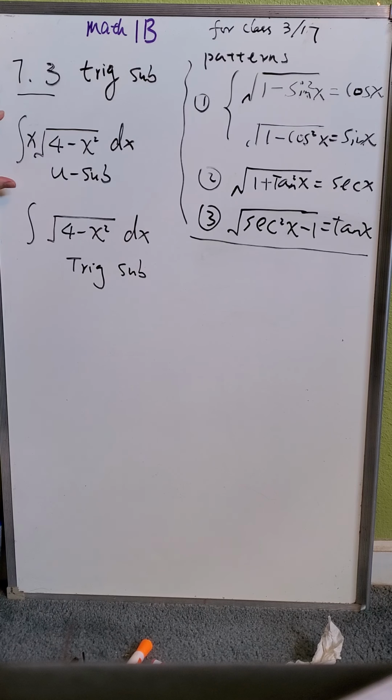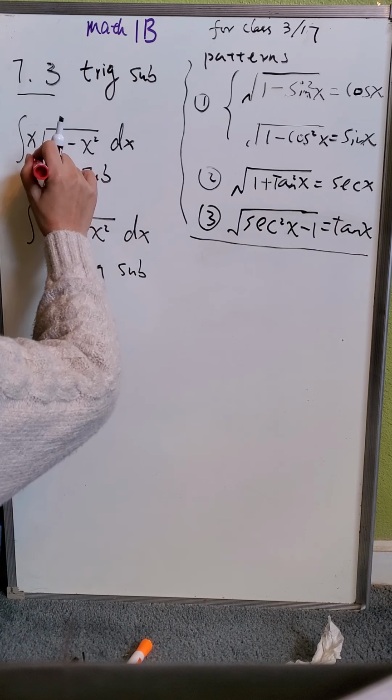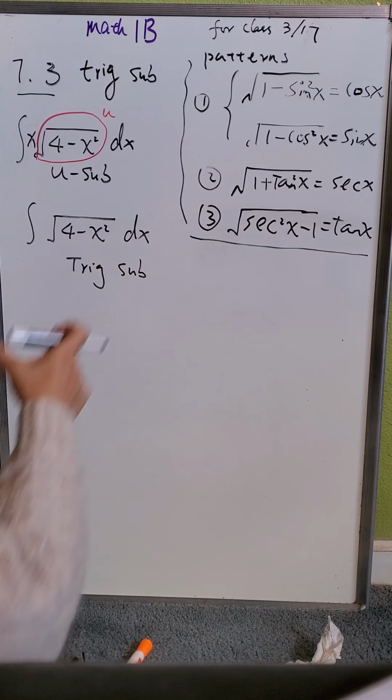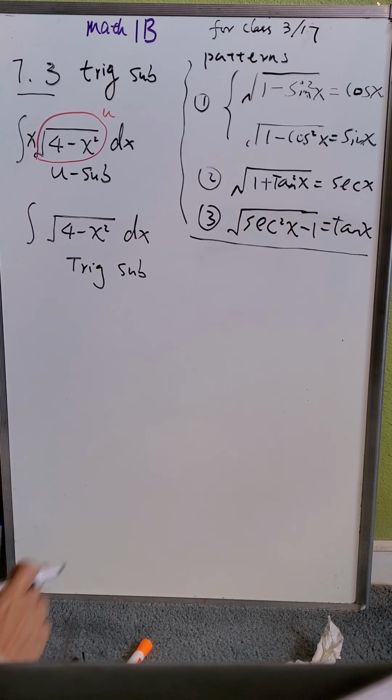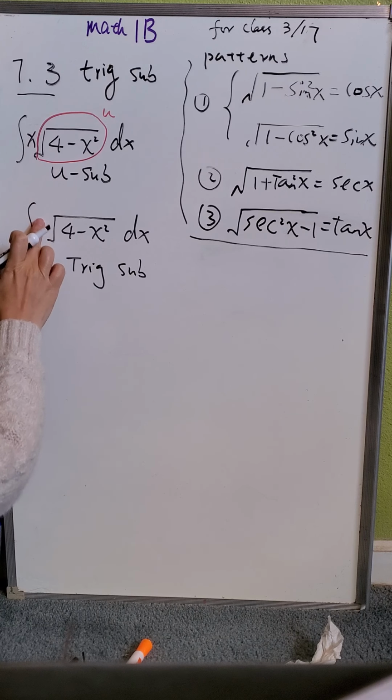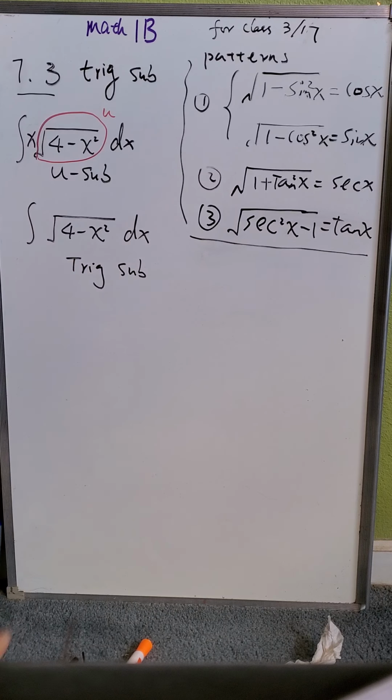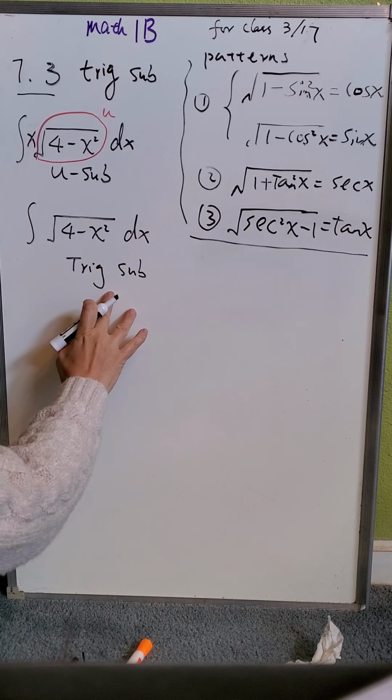I want to remind you that when we learned 5.5, u-substitution, if we have an x outside and inside the 4 minus x squared, or any number minus x squared, we can use a u-sub by letting u equal to this. That's our u, and then we can integrate the problem. But if I take away the x here, so I have no more x outside, then you cannot use a u-sub because you don't have any x outside. In this case, we have to use a trig sub.